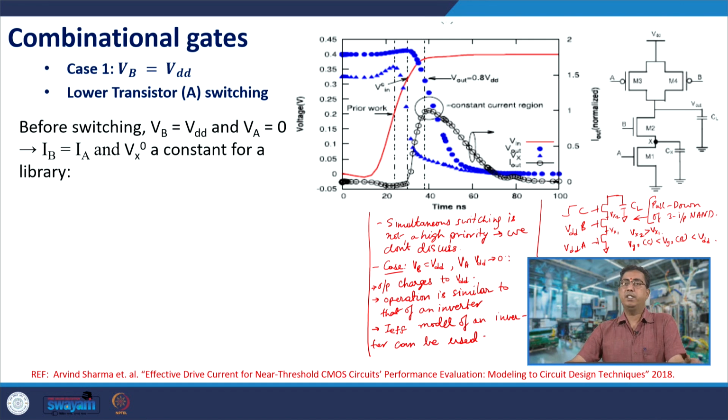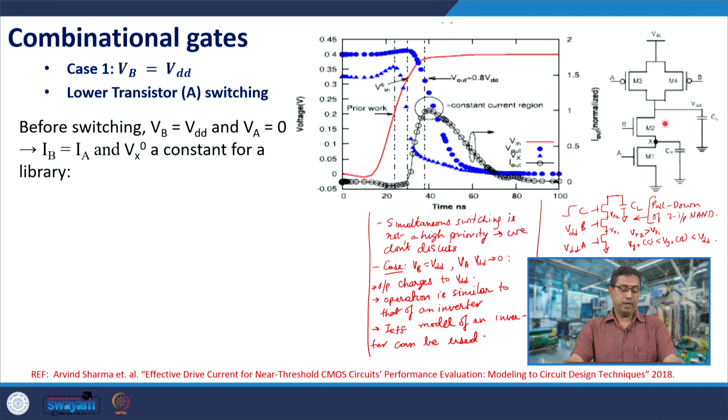Okay. So now let us discuss the more interesting case of the lower transistor of the output discharging. Here you have a series stack of transistors, and the mechanism is different from that of an inverter. Now we have two cases: VB is VDD, the upper transistor is at VDD, and VA switches from 0 to VDD; and the other case where VA is at VDD initially and VB switches from 0 to VDD. Both would have different discharging mechanisms, and the delays and effective current values would also come out to be different in both cases.